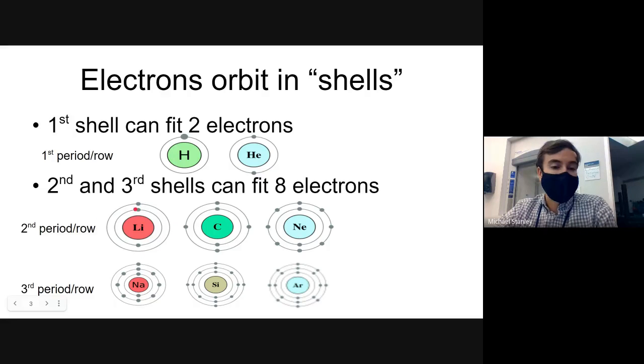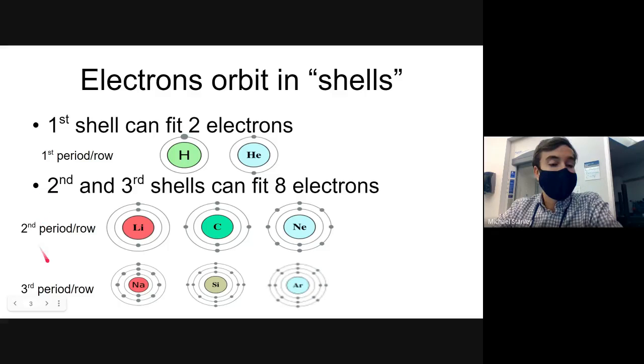So lithium has 2 electrons on the first shell, but then it gets full. So our third electron goes on the second shell. 3 electrons total, 2 on the first and 1 on the second shell.